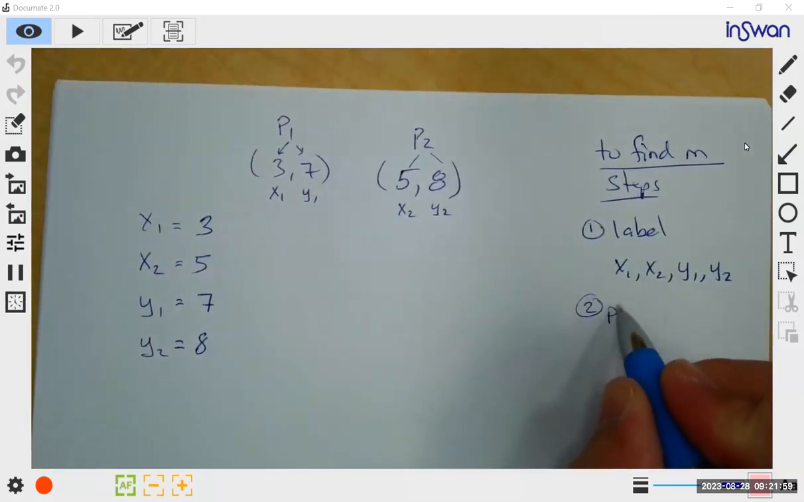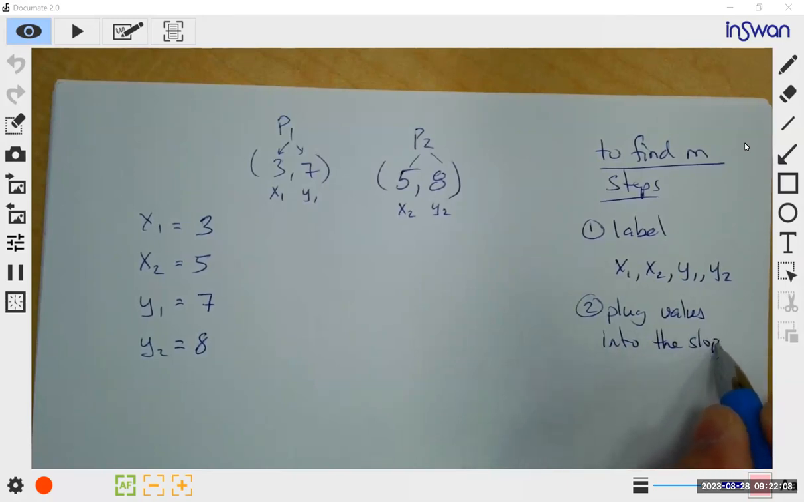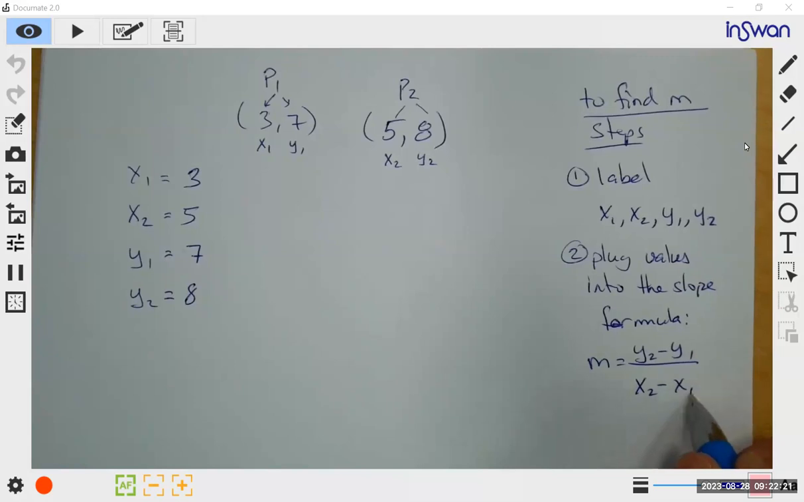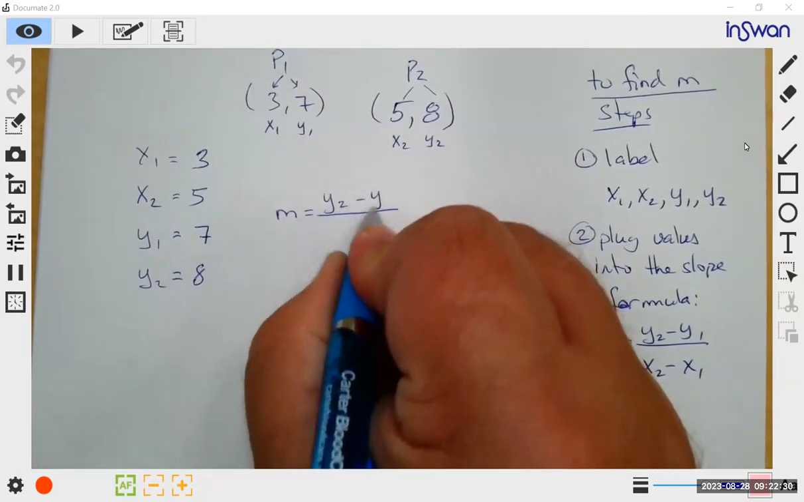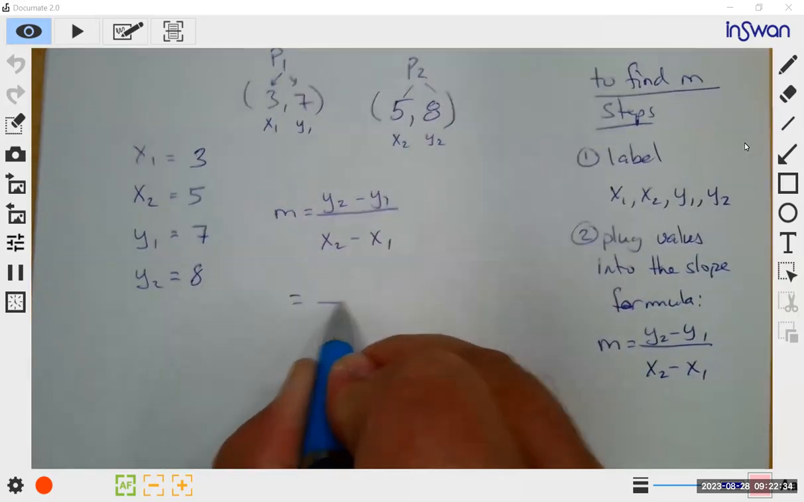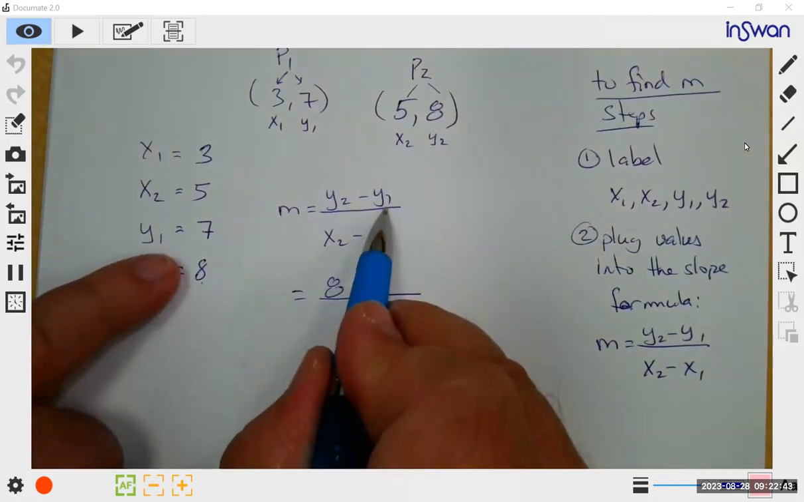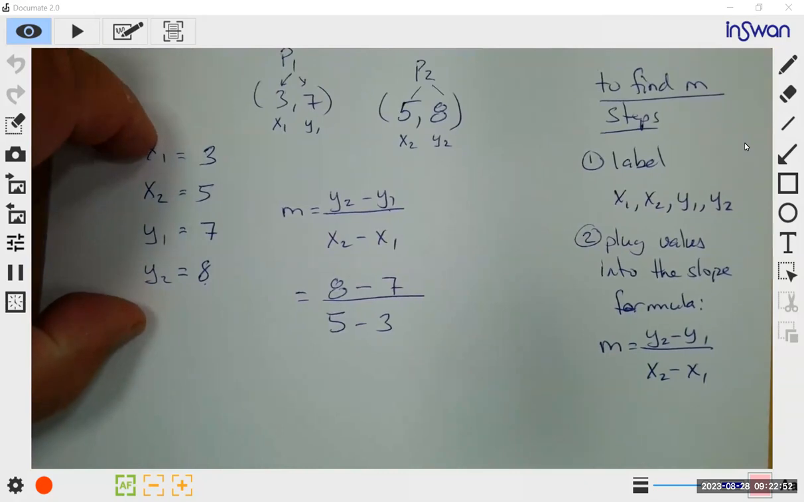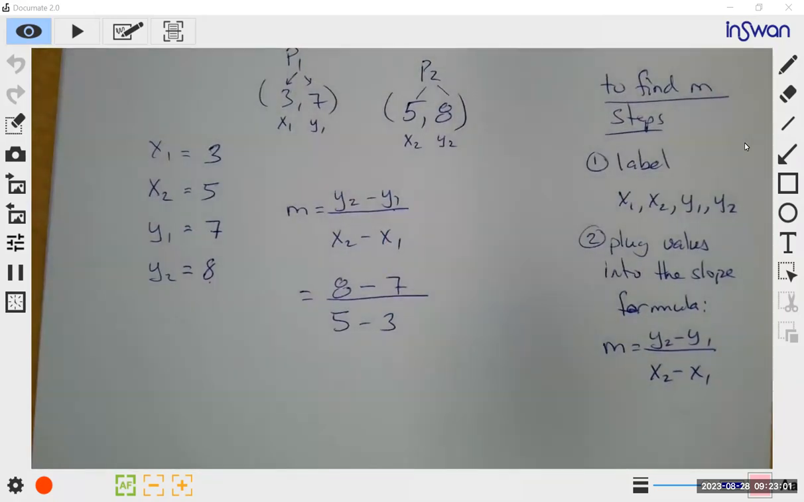So the second step: plug the values into the slope formula. What is the slope formula? Y2 minus Y1 over X2 minus X1. So, what is Y2? 8. And Y1 is 7. X2 is 5. X1 is 3. Because now, once you put it here like this, the chances of making a mistake are close to 0. But if you just try to go back up here, I guarantee you, somewhere along the way, you're going to make a mistake.